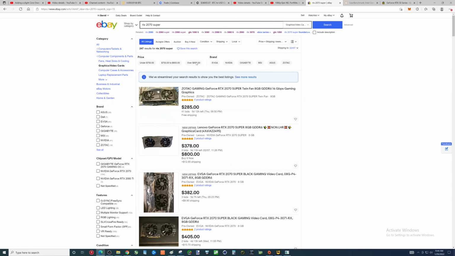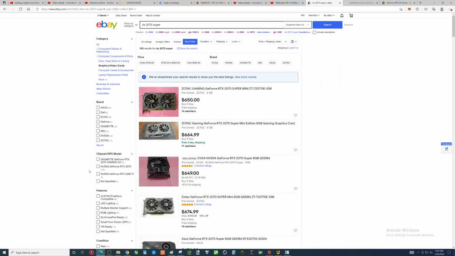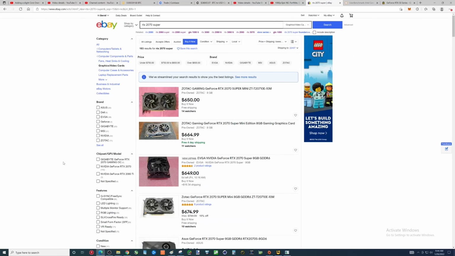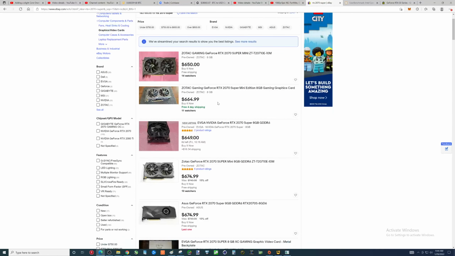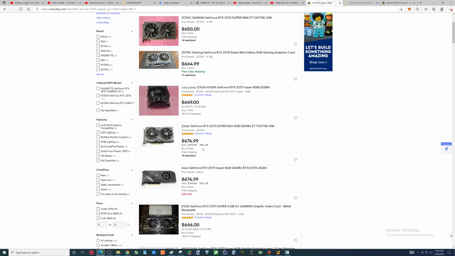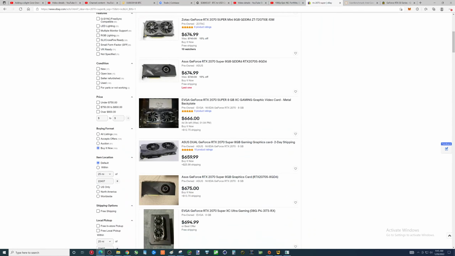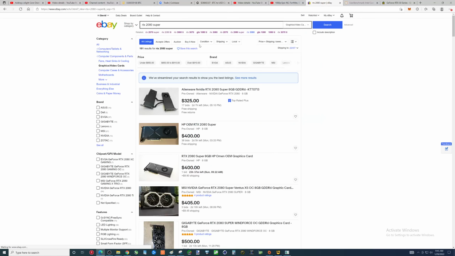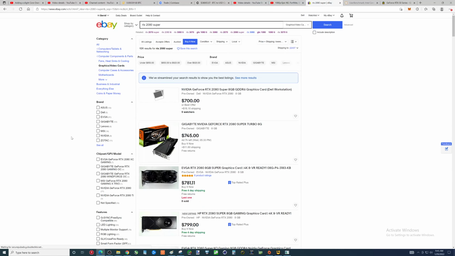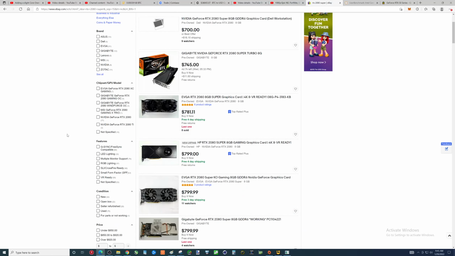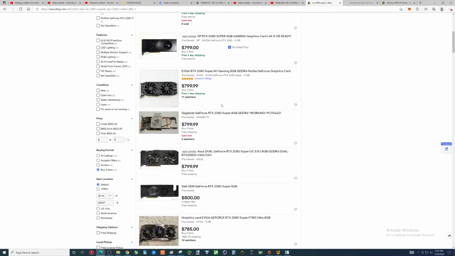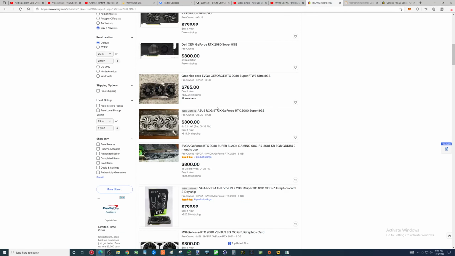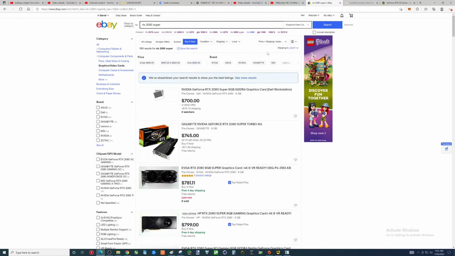2070 Super. I originally paid 400 for mine, I think, or 499. I also had a 2070 at one time, but that's not a bad price, to be honest with you, even now. But you can see some of these are starting to come down in price. This is good. These were going for $799, $800. Want to find an RTX 2080 Super. I think I bought mine for $600. It's made some money, but this one's still staying up there. Dropped a little bit, but not significantly.